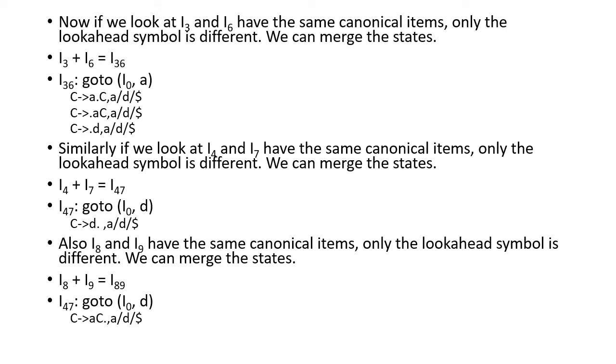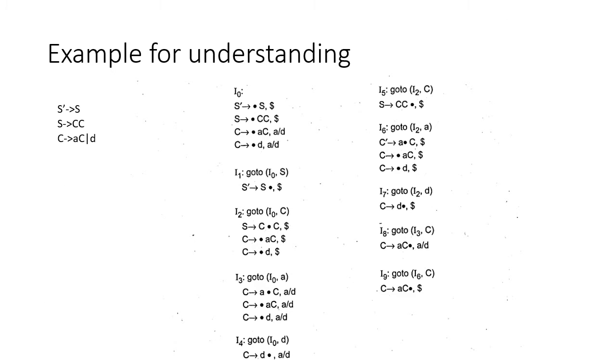Now let us look at I3 and I6. If you look at I3 and I6, this we have just done in the previous LR1 parser. C derives A.C, C derives .AC, C derives .D, and here also it's the same. It repeats the same. The only thing is the lookahead symbol is different. AD, AD, AD. The only thing here is $, $. So what we can do is these two can be merged together. So instead of saying I3 and I6, we can merge it as I36.